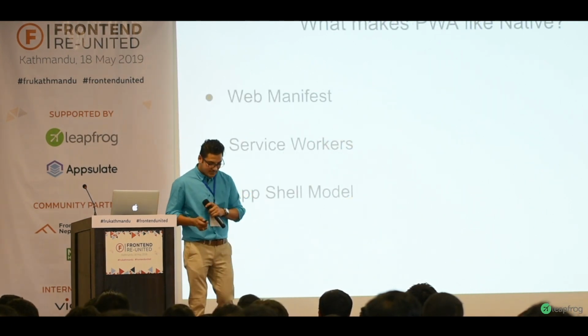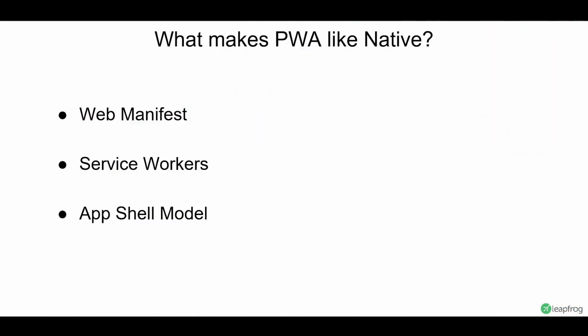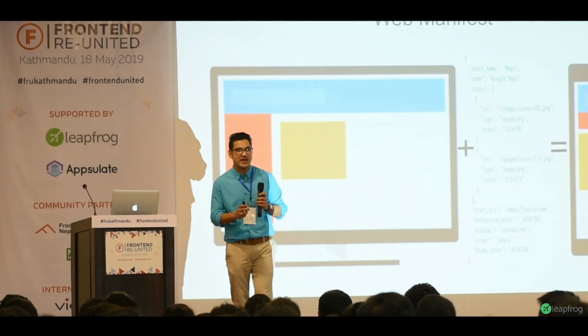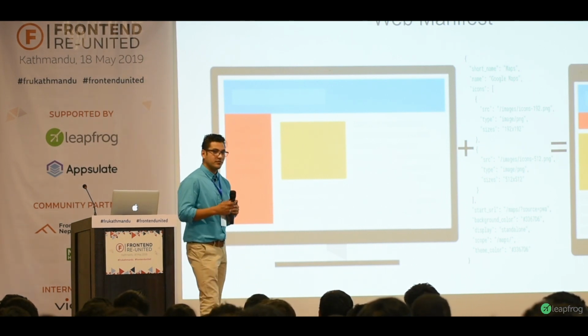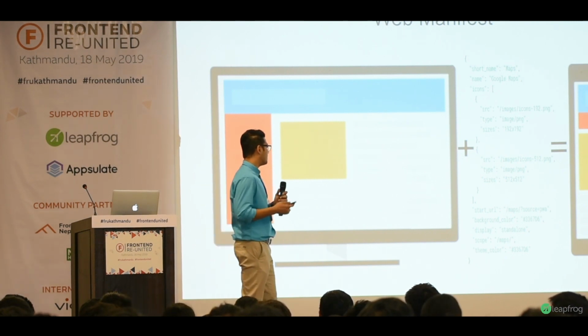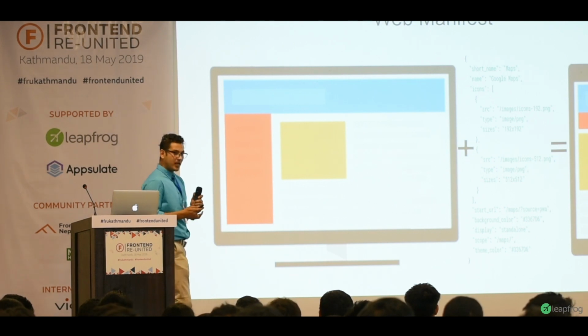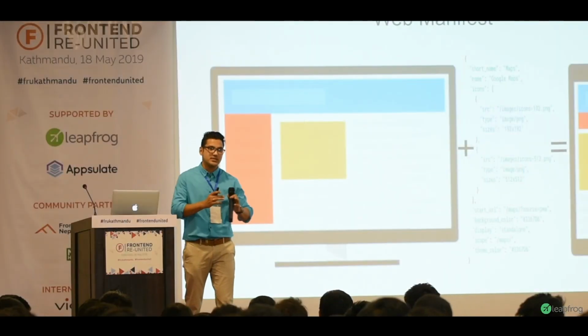Okay. So next is, what makes PWA like native? So number one is web manifest. It's nothing but just a JSON file with some key values. Some important keys like short name, icons for different responsive platforms, start URL, background color, display, something like that. So if you add web manifest to your web pages, it looks like a web app, simple, right? So it gives the outframe, the outline of your web page like a native app.